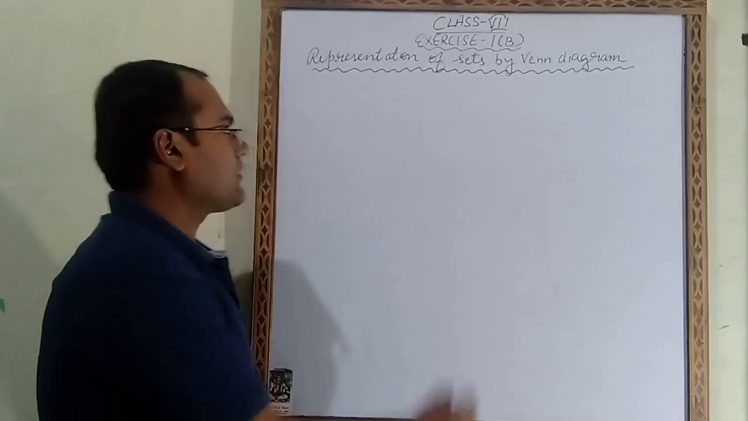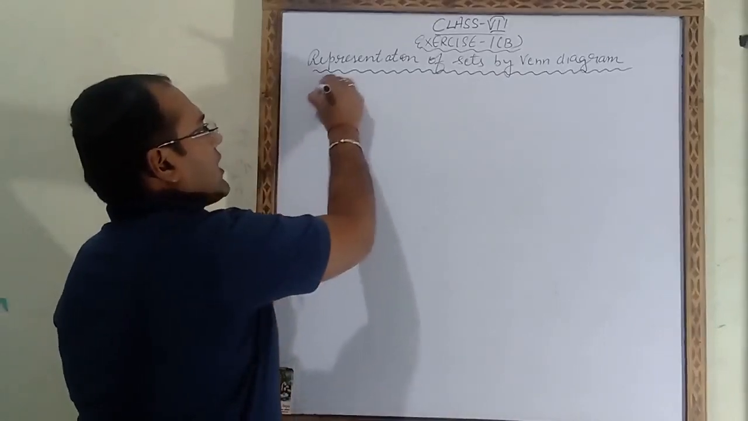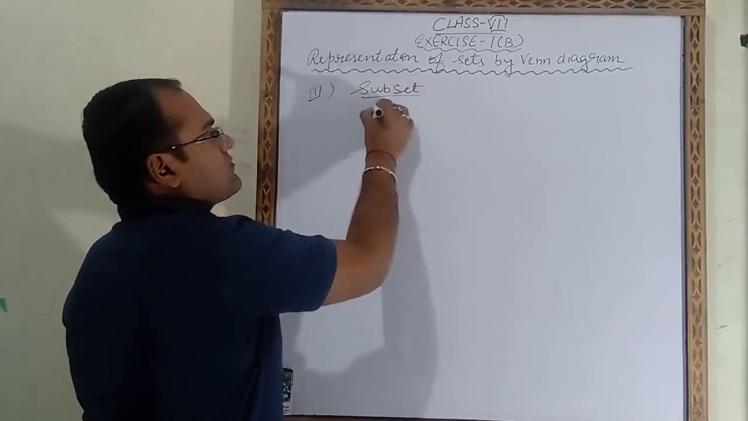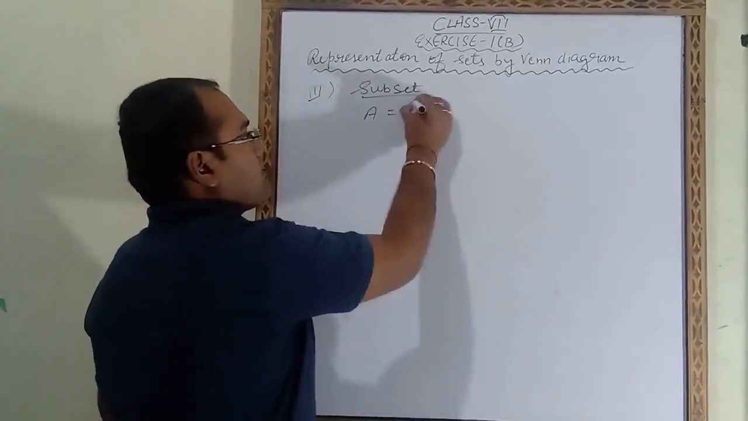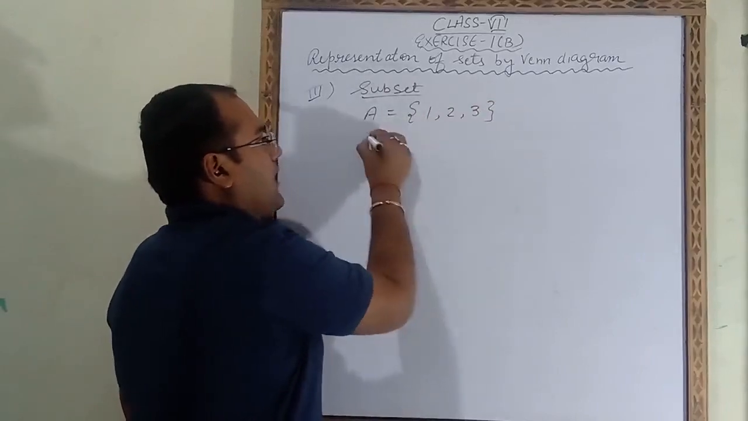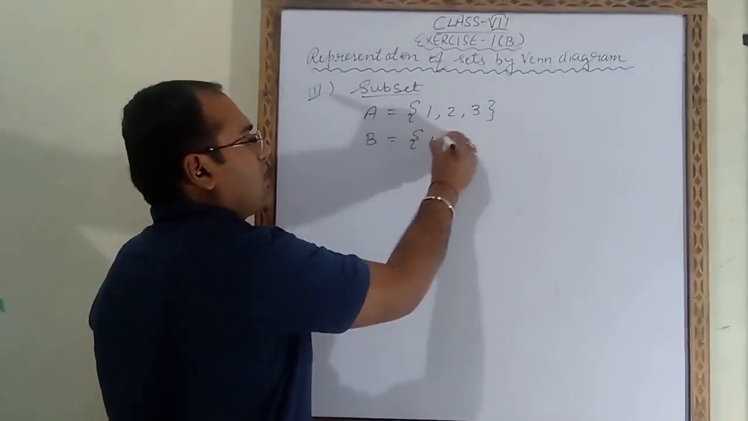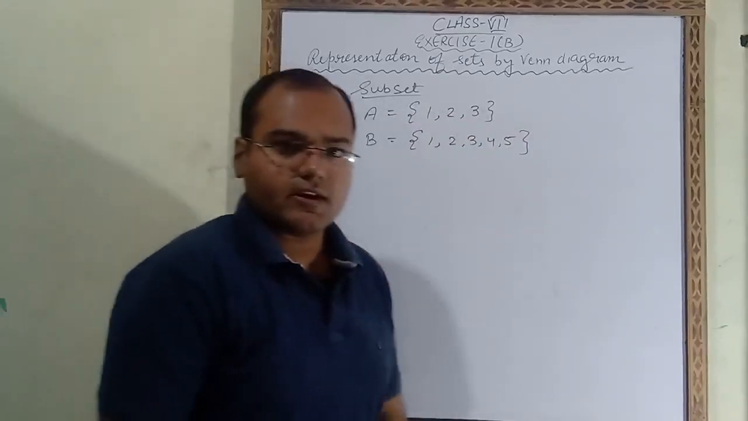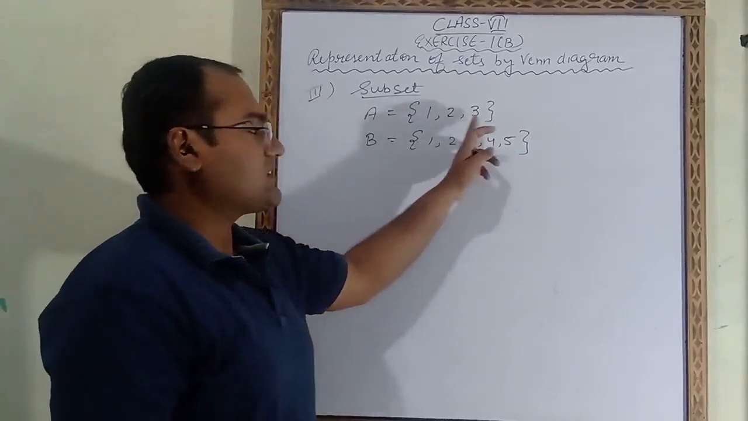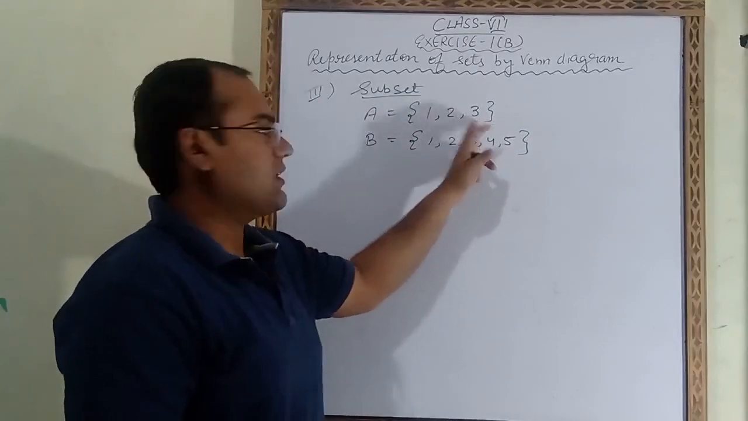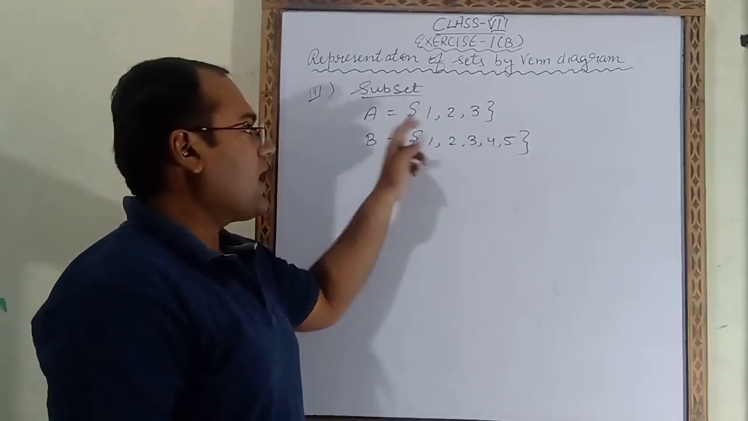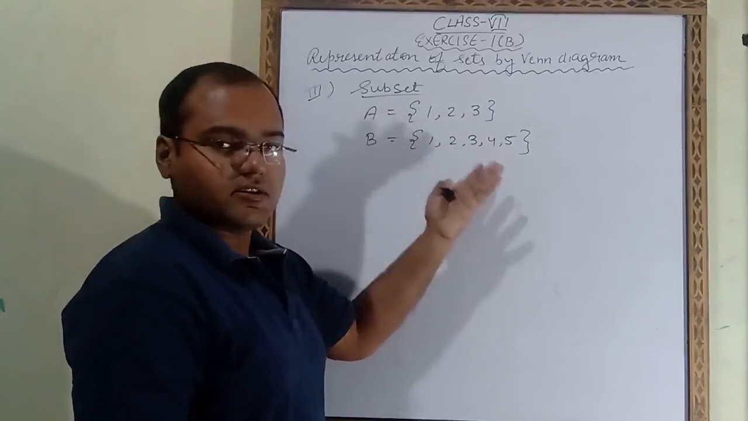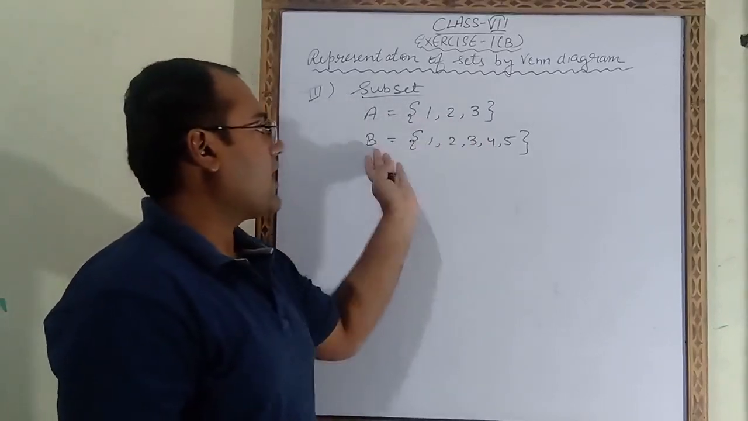Now the third type is subset. Suppose the first set A is given as 1, 2, 3 and in B it is given 1, 2, 3, 4, 5. So here we will observe that all the members of set A, that means 1, 2 and 3, all members of A are coming in B. Here we can check, it is also written 1, 2 and 3. That means all the members of A are coming in B.